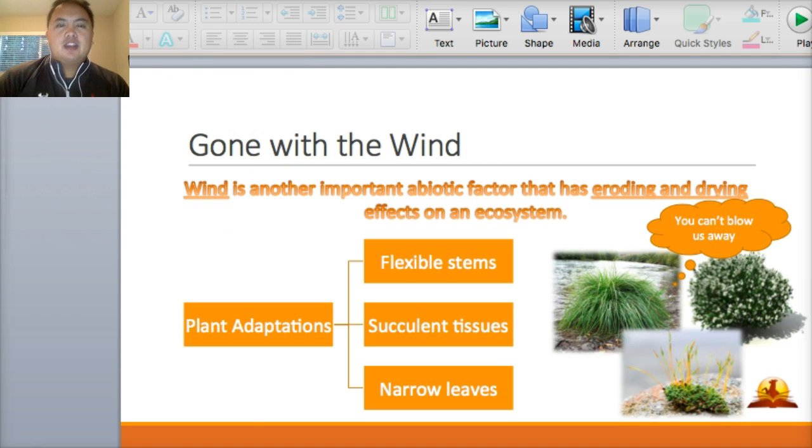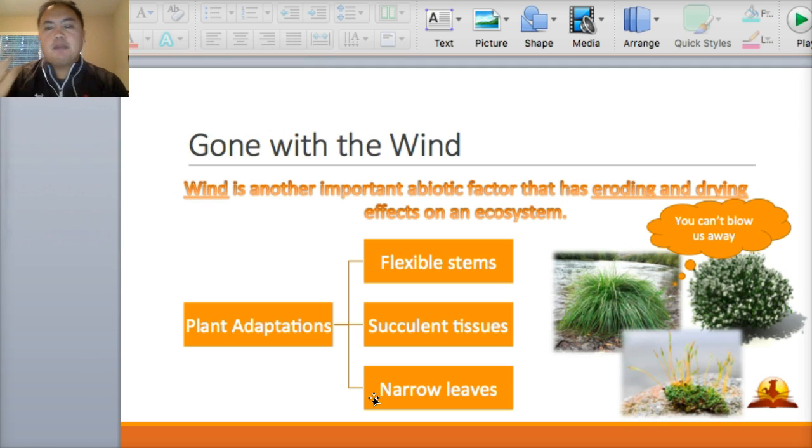All right. Another abiotic factor, just moving down the line, is wind. Wind is important because it erodes and has drying effects on an ecosystem. And it really affects how plants are and the adaptations of a plant. Okay, so if you have a lot of wind, it might determine if a plant has an adaptation to wind, maybe flexible stems, succulent tissues, narrow leaves. Plants in areas that are prone to high winds have these adaptations.